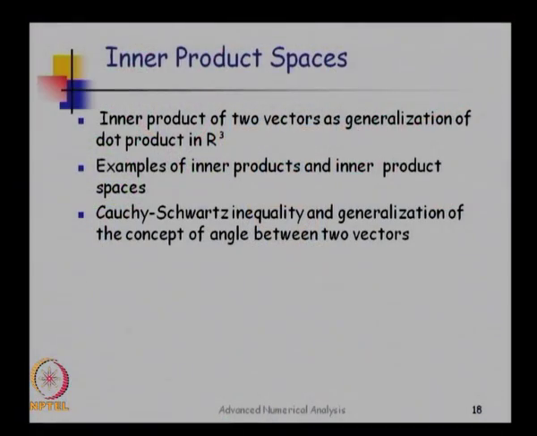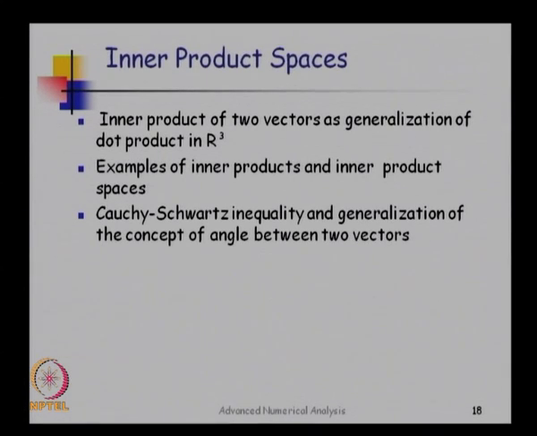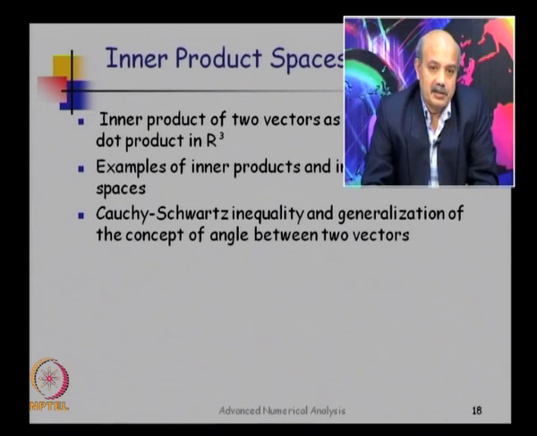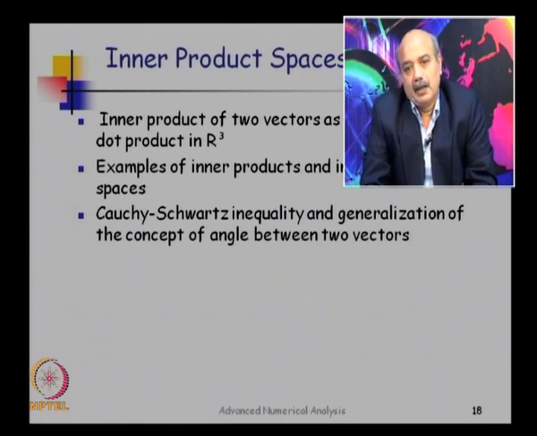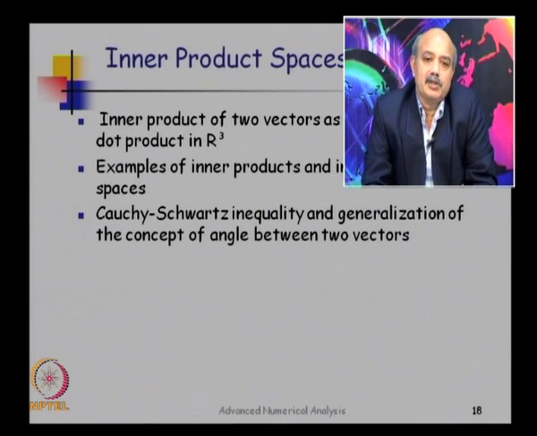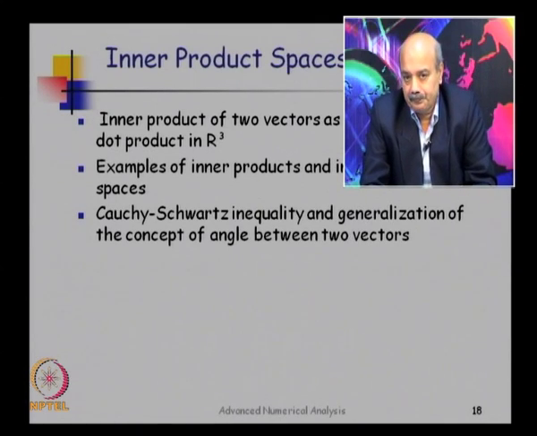Well, one of the fundamental equations that we use in three dimensions is that cos theta, the angle between any two vectors, is the dot product of two unit vectors in two directions. So if I have vectors A and B, I find a unit vector along A, I find a unit vector along B, and then I take a dot product, which gives me cos theta between A and B.